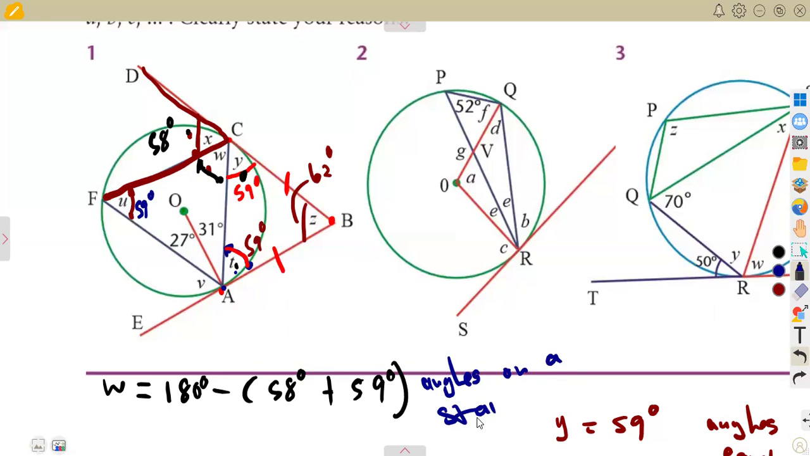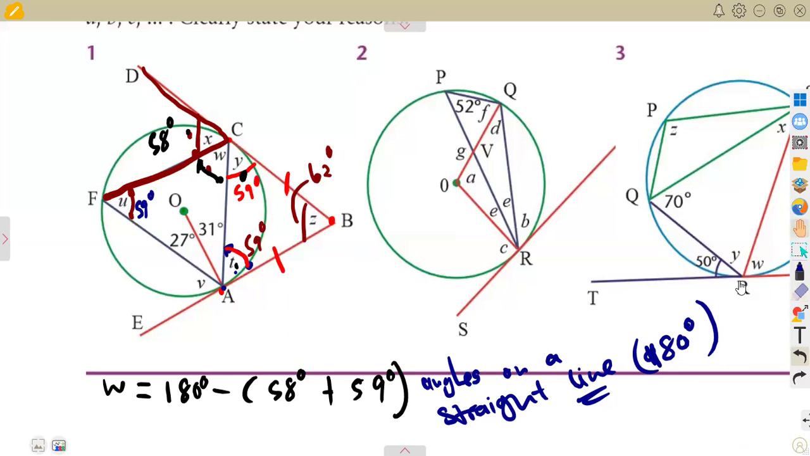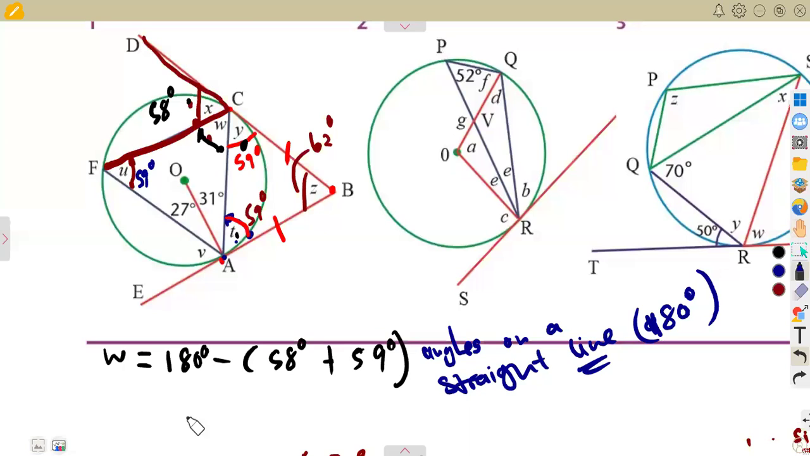So remember that angles on a straight line add up to 180 degrees. Whenever you have angles that are found on a straight line, they are going to add up to 180 degrees. So that means we are going to have our W from this simplification. It was going to be 180 minus 58 plus 59, which is 117 degrees. So if we subtract this from 180 degrees, that was going to be 63 degrees. So this angle here was going to be 63 degrees.